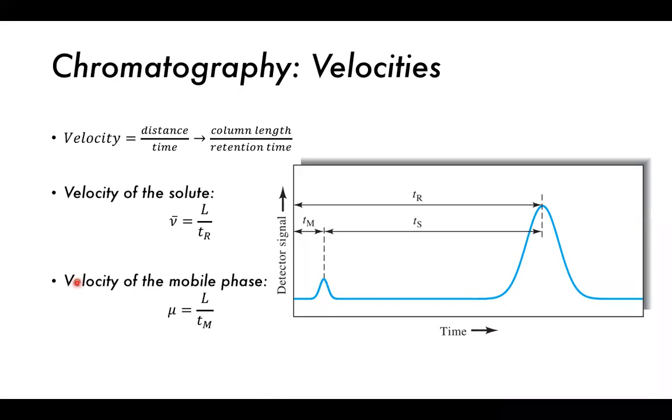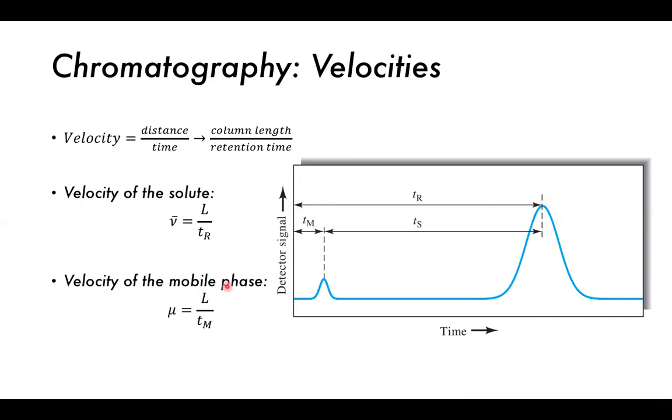So, chromatography velocities. The velocity is obviously equal to distance divided by time, or column length over retention time. The column length here would be the height of the packed column, the silica part. So the velocity of the solute is equal to the length of the column divided by TR, the total retention time from injection to it coming out of the column.